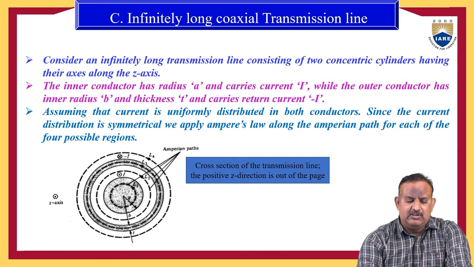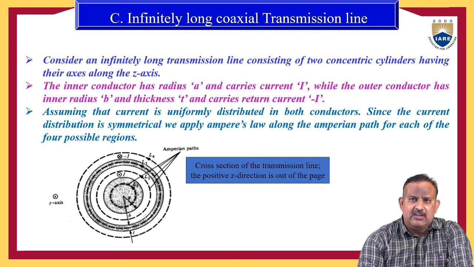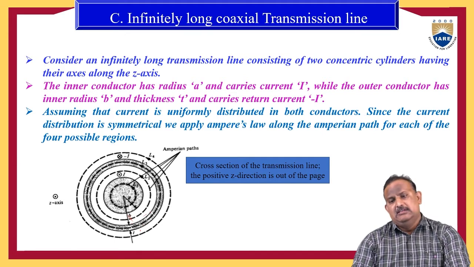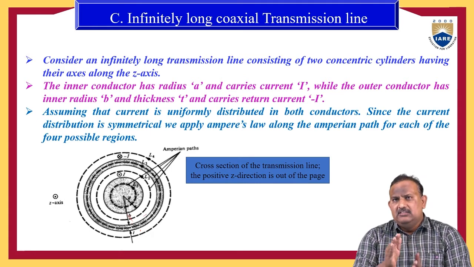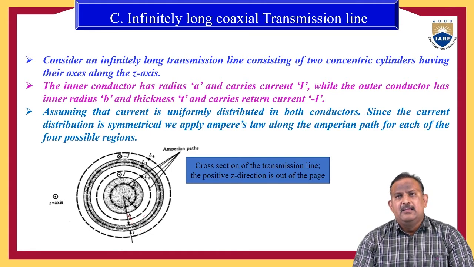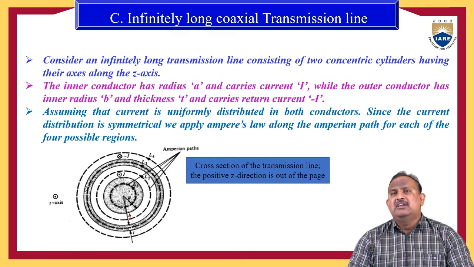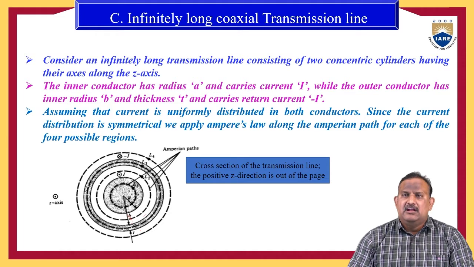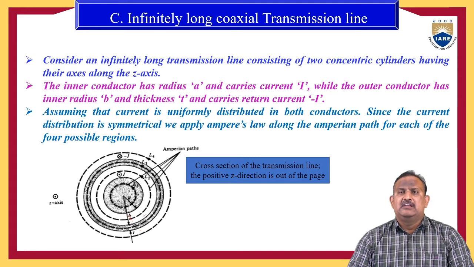From the figure we can observe that the outer circle has the radius B and a thickness T, and carries a return current minus I. Please observe the two circles. The first one, the inner conductor, has a radius A and carries a current I, whereas the outer conductor has the radius B and thickness T, and carries a current of minus I. So assume two conductors, an inner conductor and an outer conductor.